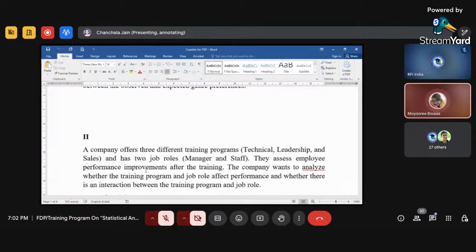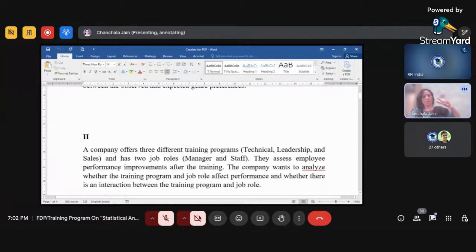Actually confused, right? What are the two variables? Training program is one variable, job role is another variable, and both have three categorical levels. The training program levels are technical, leadership, and sales. Maybe for that reason I got confused. So that means we have two categorical variables and one numeric variable.